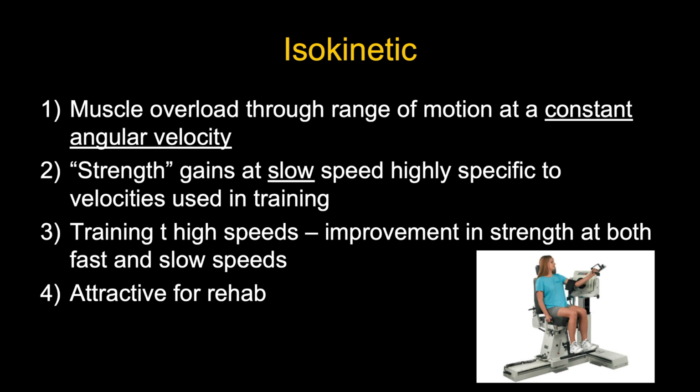Isokinetic training requires the use of an isokinetic machine, such as the one you see in the lower right-hand corner of your screen. This machine allows us to overload the muscle through the entire range of motion at a constant angular velocity. This machine adjusts the resistance that a person encounters throughout the entire range of motion. So at the weaker joint angles, there's less resistance. At the stronger joint angles, there's more resistance. That helps us maintain that constant angular velocity.